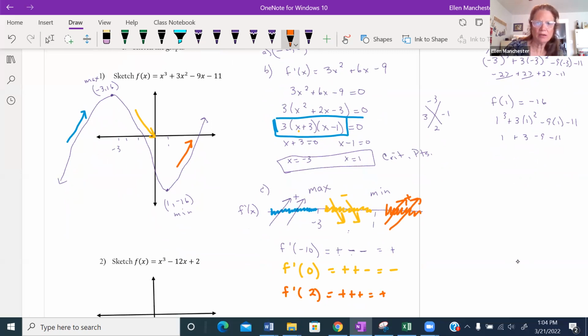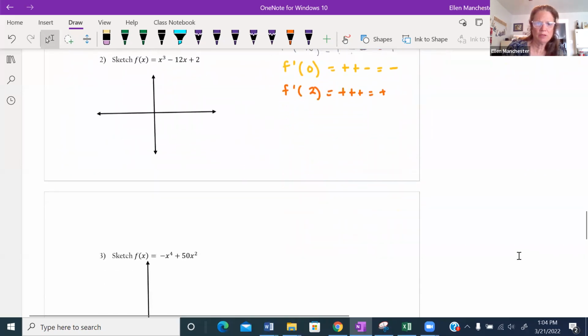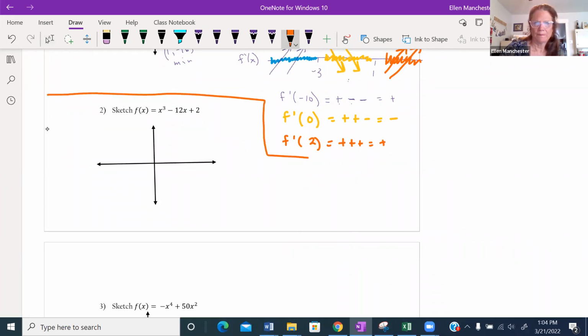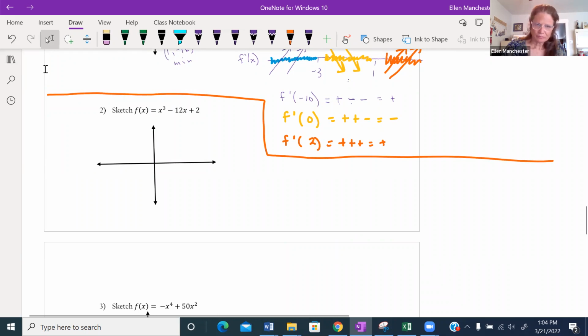All right, so now I need more room. Let's see. This is why I like my whiteboards too. Okay, so let's try it again. We're just going to walk through the process.